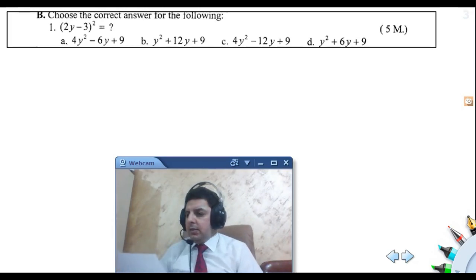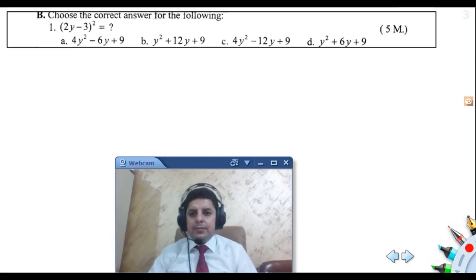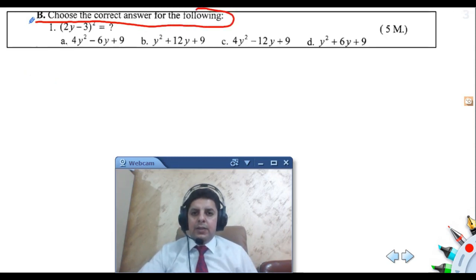Other question from question 2, part A. Choose the correct answer for the following. Part B from question 2. Choose the correct answer for the following. Question number 1: 2y minus 3 all squared equals what?